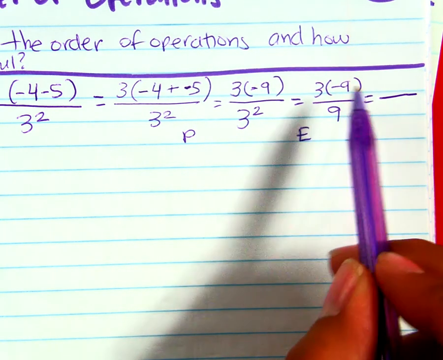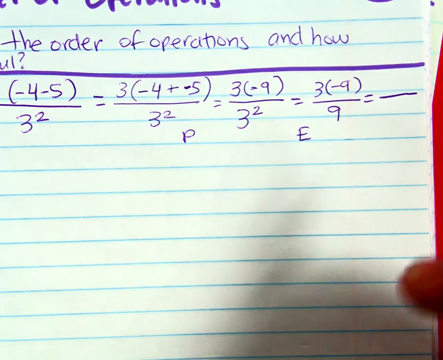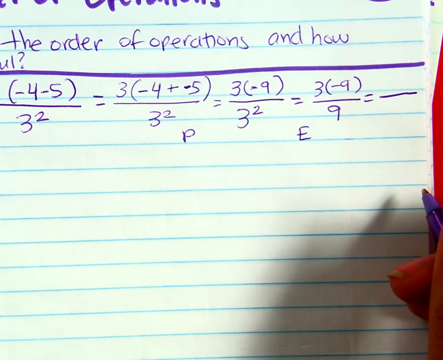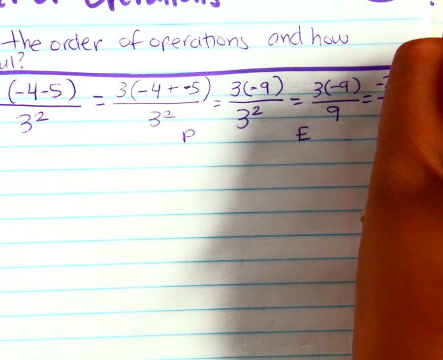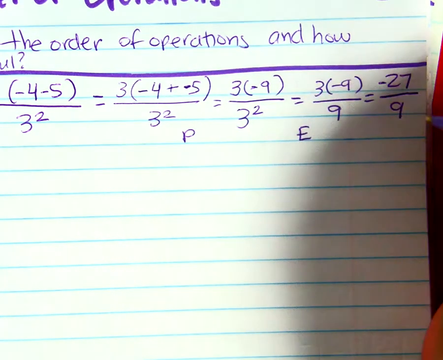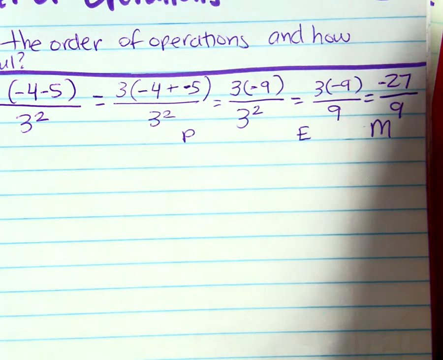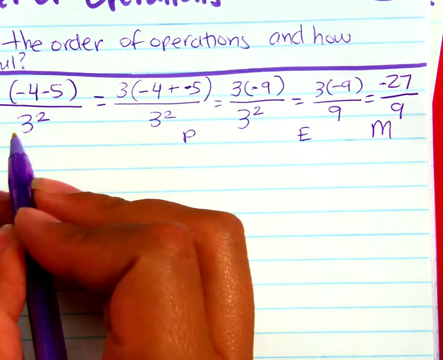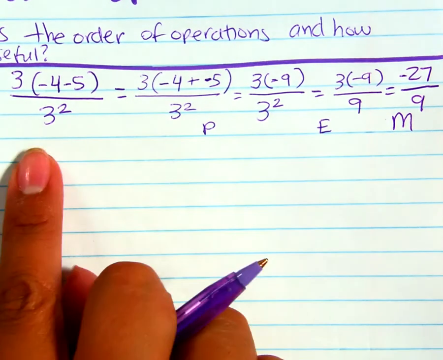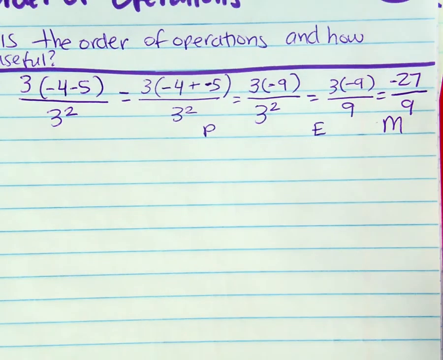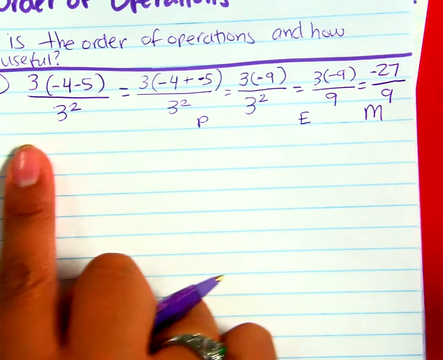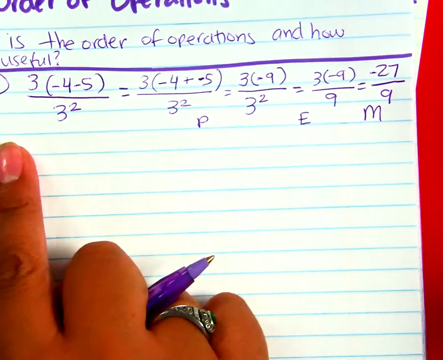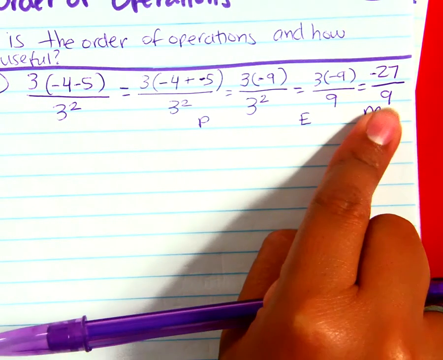So what's 3 times a negative 9? Negative 27. And we're dividing it by 9, right? So we just did what? Multiplication? So then you're going to come back to this side and we'll finish on that side. I should have started more on the left. If you still have space, you can write the answer down. So what's a negative 27 divided by 9?